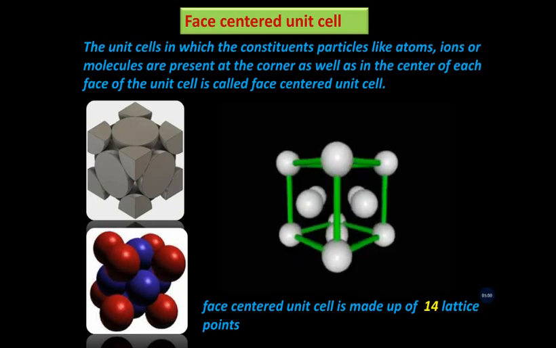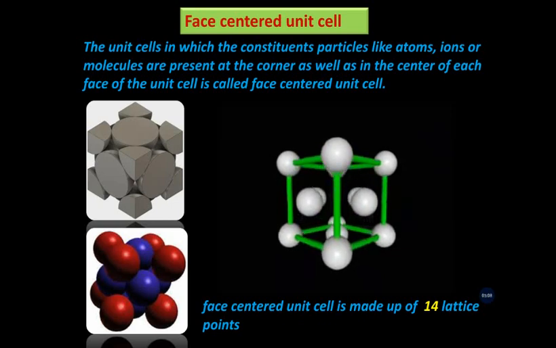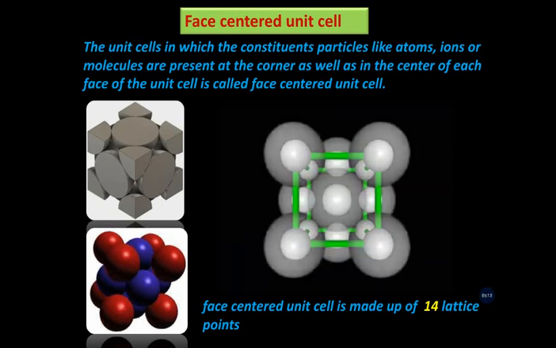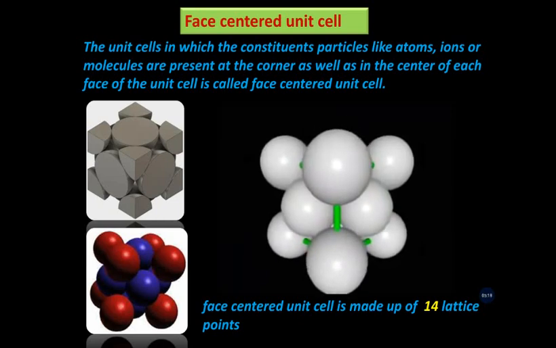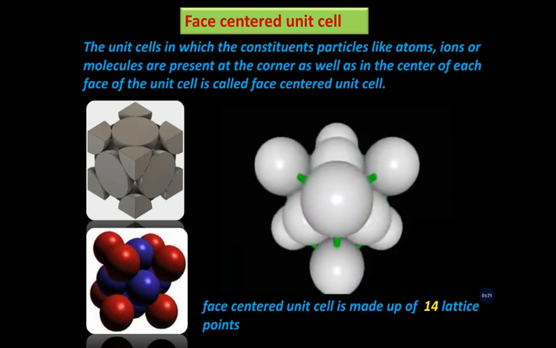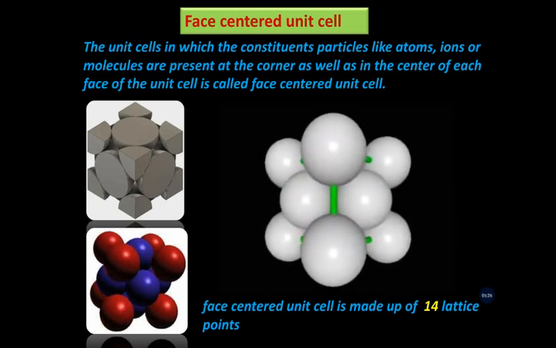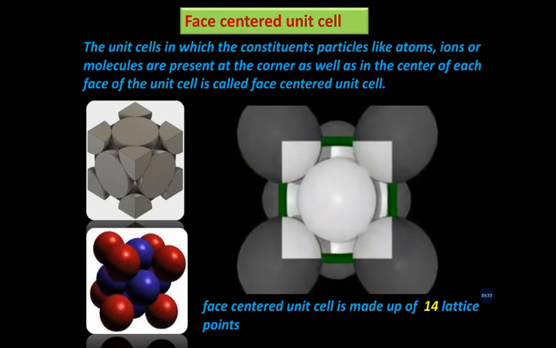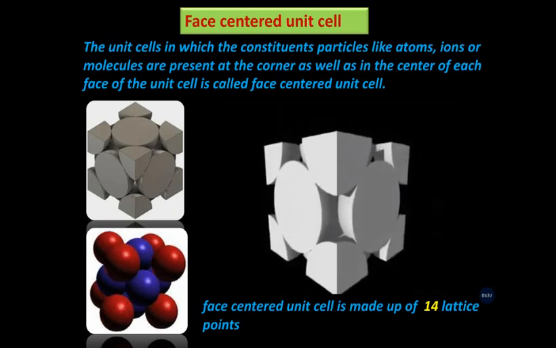In the space filling model, each face atom touches the 4 corner atoms which define the face of the cell. In the face-centered unit cell, 6 atoms are present in the center of the 6 faces and 8 atoms are present at the corners of the unit cell. So, the face-centered unit cell is made up of 14 lattice points.